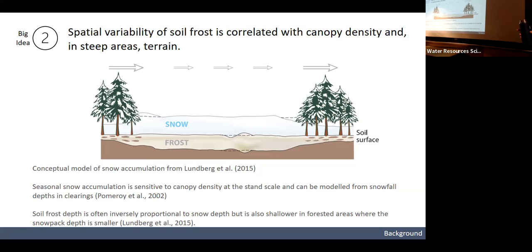So as we have increasing snow depths, that snow layer provides a layer of thermal insulation so that we tend to see less and less soil frost underneath those large snow layers. And vice versa. So when we have less snow, we tend to see higher frost depths. However, things like our canopy layer will affect that relationship.